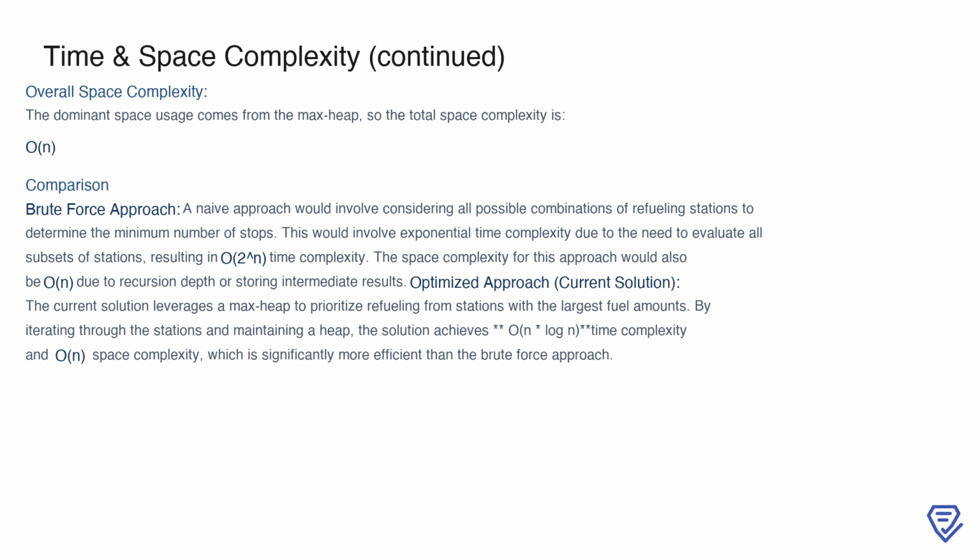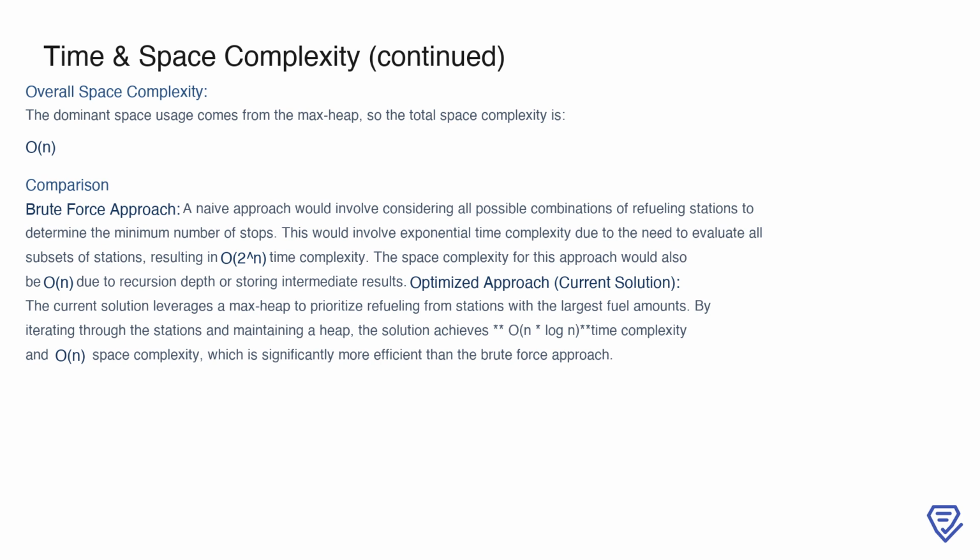To put this in perspective, we can compare the optimized solution to a brute force approach. A naive approach would involve testing all possible combinations of refueling stations to find the minimum number of stops, which would require evaluating all subsets of stations. This results in an exponential time complexity of O(2^n), as we would need to explore every subset. The space complexity in this case would still be O(n), either due to the recursion depth or to storing intermediate results.